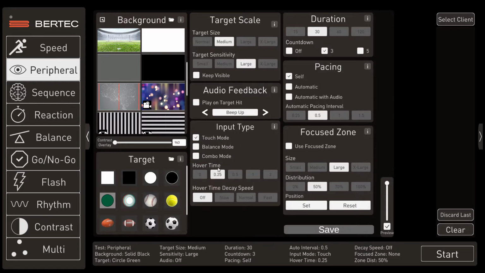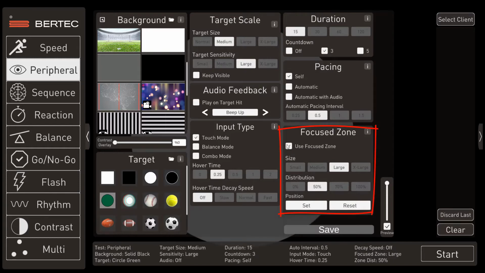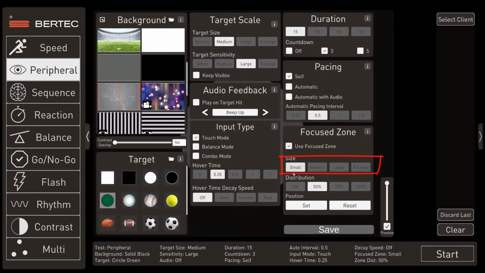But you do need to be careful not to add too much too soon, because these are strong vestibular stimuli and could induce a fall risk. For this demonstration, we'll also set the time to 15 seconds instead of the normal 30. And here's when we first begin to use the unique focus zone box. We're going to set this focus zone size to small, and that'll keep the targets all within the central 30 degrees. And next we'll set the distribution to 100%, which will put all the targets within that focus zone.